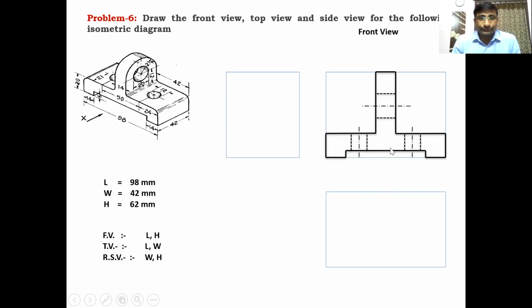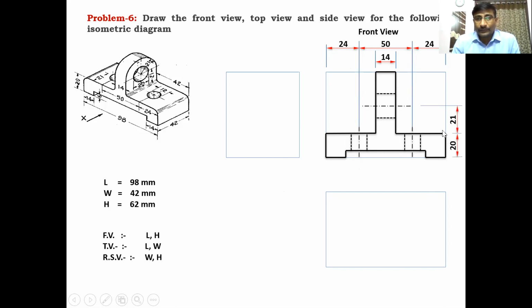That is the front view. Clear? After getting the front view, give the dimensions: 14 mm width. This is a total 50 mm from whole center to this whole center. The hole center to this hole center is 50 mm. And 24 mm from one side to the axis of the hole, 24 mm from another side. Clear? Total 98. Next, height is 20 mm.